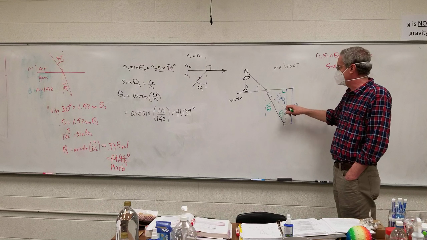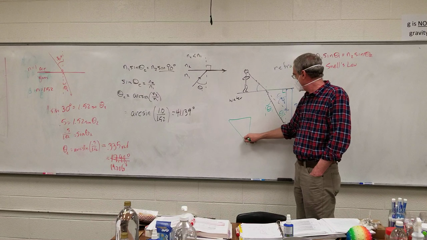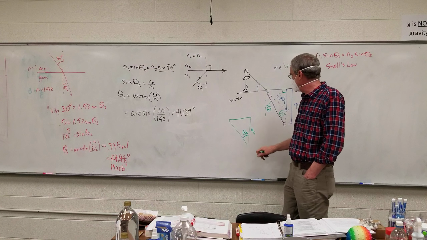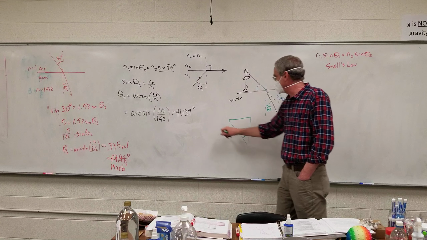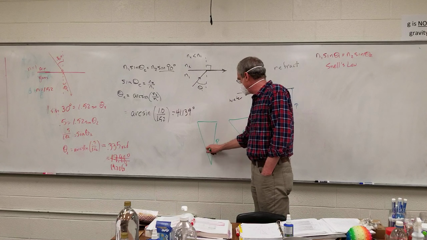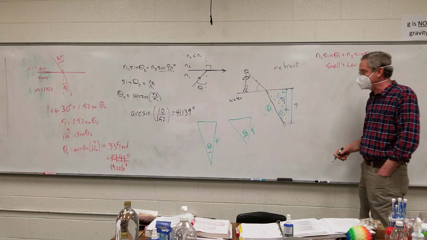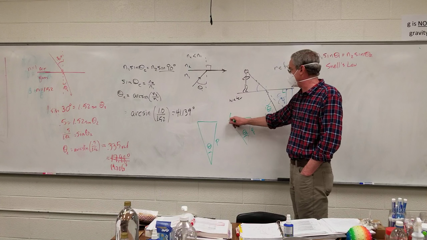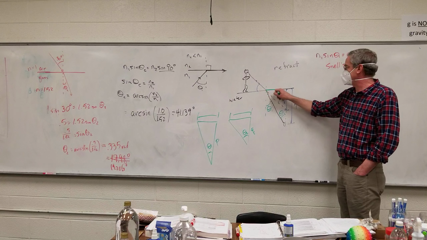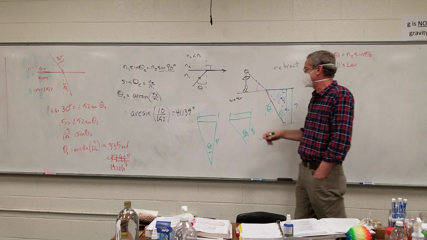And I have two right triangles. I've got the smaller right triangle, where that is theta 2, and this length here is Q. And then I have the larger one, where this is P, and this is theta 1. Now they do have one thing in common: this distance right here is the same for both of them. So let's give it a label of X.